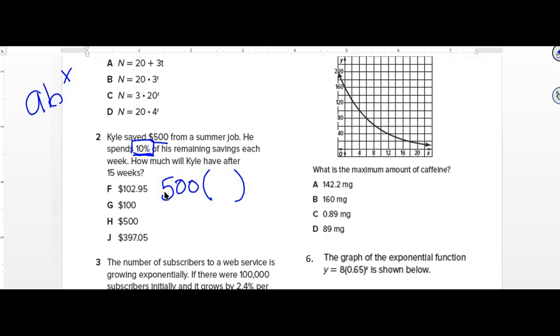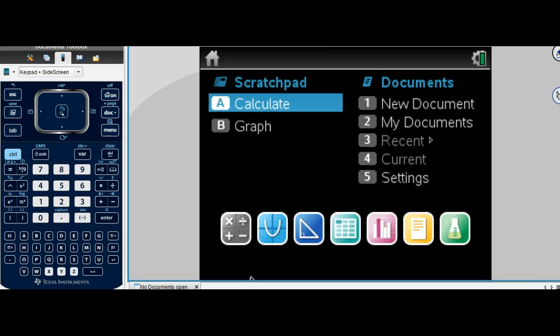If we have a percent, we've got to remember, take 100%, either add or subtract 10. If it's increasing or growing, we're going to add. Here he's spending, so he's losing 10%, which is 90%. That means he keeps 90% of his savings every week. So our growth rate here is going to be 90, move the decimal point over, 0.9, to the power of x. x here is 15 weeks, so the power of 15. 500 times 0.9 to the power of 15, that's a calculator question.